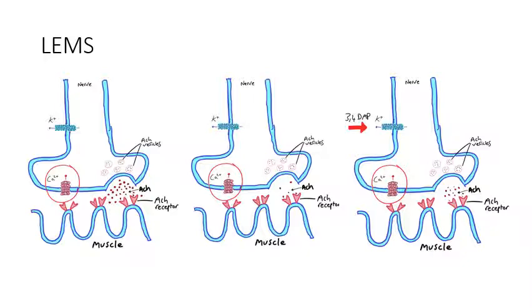But in LEMS, this calcium channel is defective, and there's antibodies against it. So with this out of the picture, you get less calcium influxing into the nerve terminal, and thus less ACH released, and thus less ACH going to the muscle and causing a contraction. And see how using this 3,4-DAP, it works very cleverly. This would block this potassium channel.